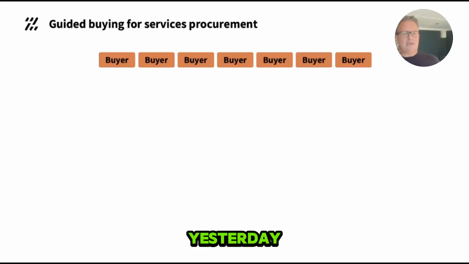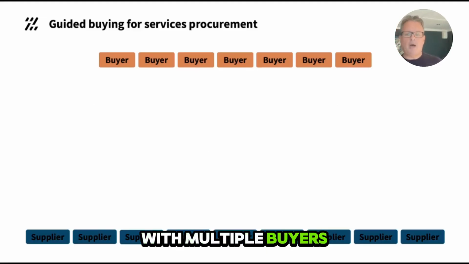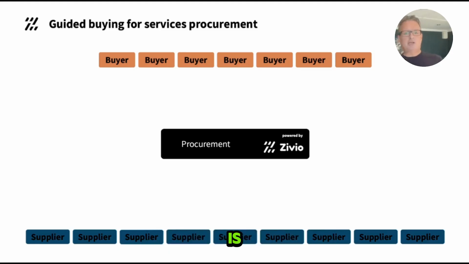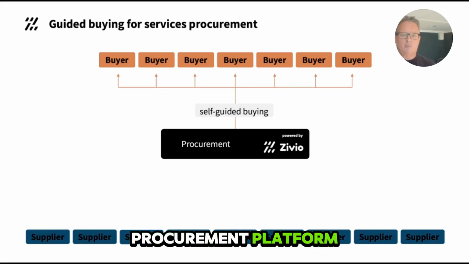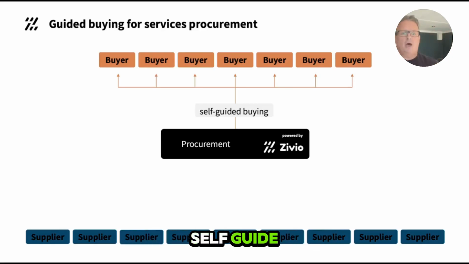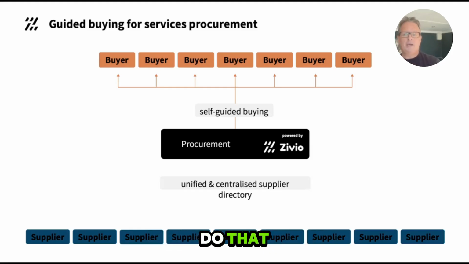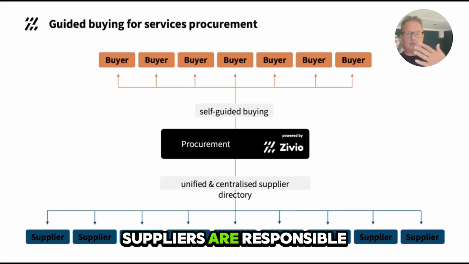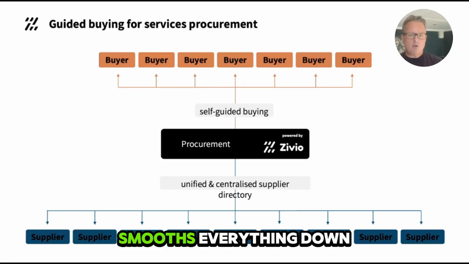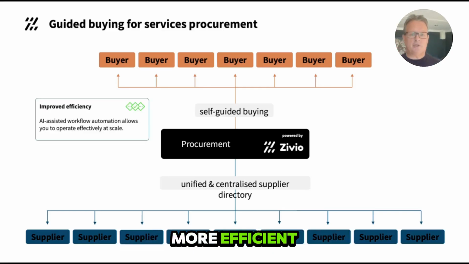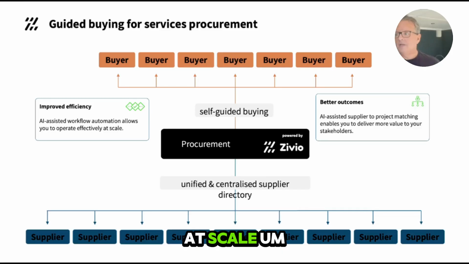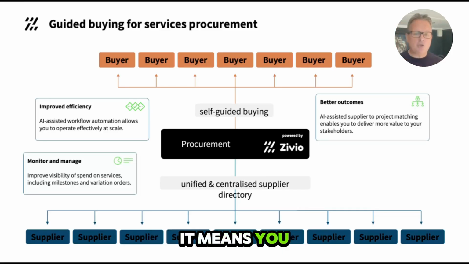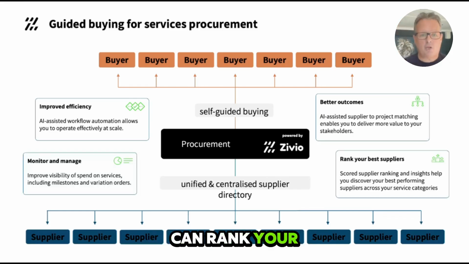Let's go back to that one we looked at yesterday, procurement guides, with multiple buyers and multiple suppliers. And the solution is we're going to put in this beautiful procurement platform, which is going to allow buyers to self-guide, allow them to build their own RFPs automatically, and AI is going to help them do that. And then we're going to build in this unified, centralized supplier directory, which means your suppliers are responsible for uploading their information, smooths everything down, makes it much more efficient. The AI-assisted workflows allow you to operate effectively at scale. It means you get better outcomes. It means you can monitor and manage products. It means you can rank your best suppliers.